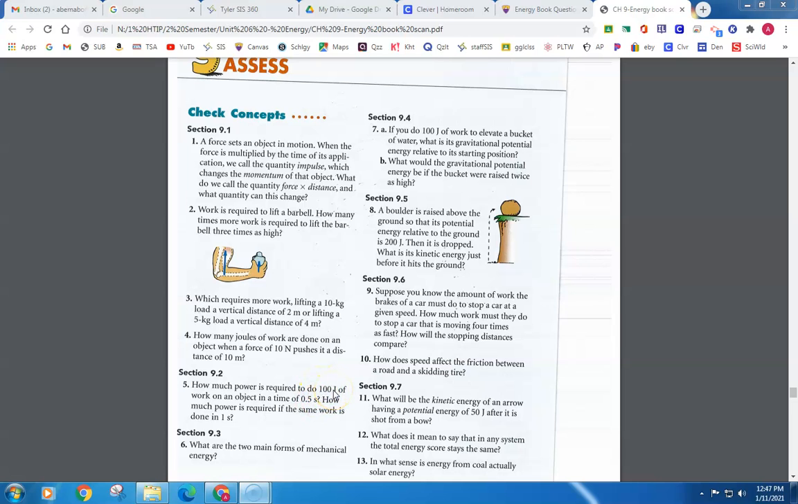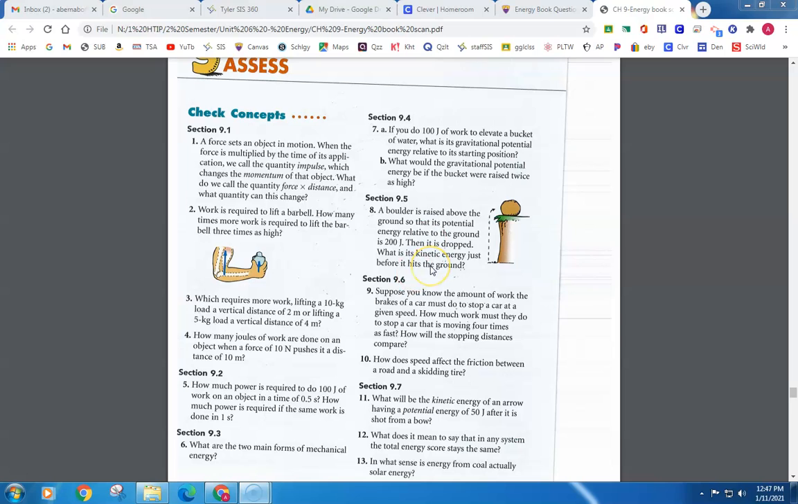Number 6, what are the 2 main forms of mechanical energy? That is potential energy and kinetic energy. Number 7, if you do 100 joules of work to elevate a bucket of water, what is its gravitational potential energy relative to its starting position? So that's A, and that is 100 joules. B, what would the gravitational potential energy be if it were raised twice as high? That would be 200 joules.